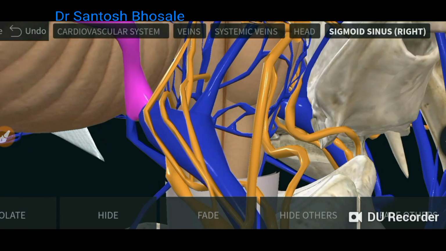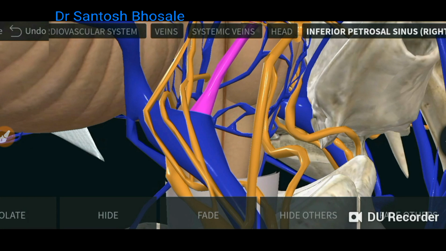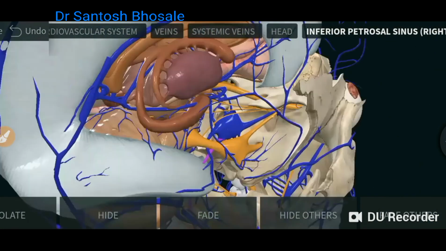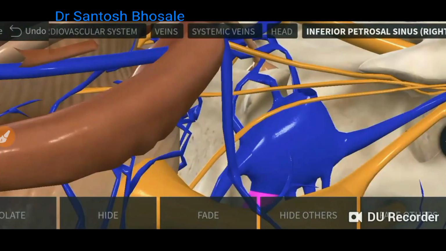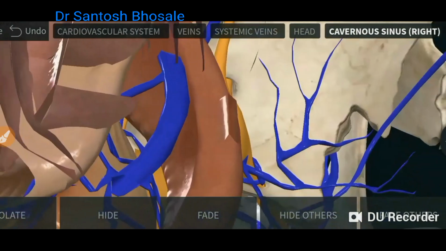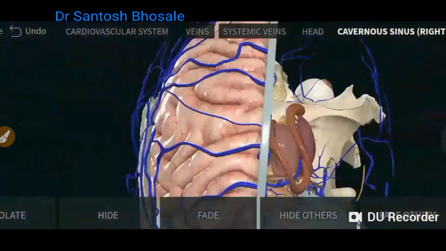What you see, that is the sigmoid sinus. Sigmoid sinus is a continuation of the transverse sinus. Transverse is a continuation of the superior sagittal sinus on the right side, and on the left side the straight sinus. That is the cavernous sinus. You can see it is a very important sinus because of its relation with very important structures. It contains the internal carotid artery and the abducent nerve. The lateral wall is related, from below upwards, to the maxillary nerve, the ophthalmic division of the trigeminal nerve, and the trochlear and oculomotor nerves.